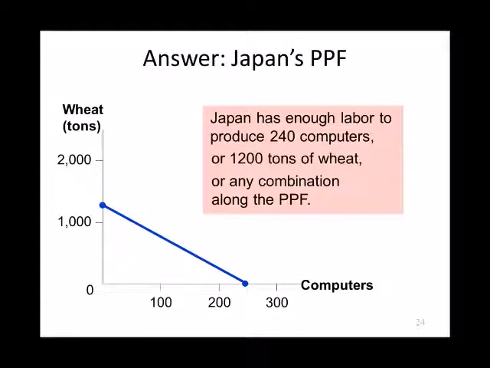If computers is on the horizontal axis, wheat is on the vertical axis, you can switch it. It's okay, no problem. But this should be 1,200, and this should be 240. Sorry, my 4 is a little funky, but you should have those numbers.